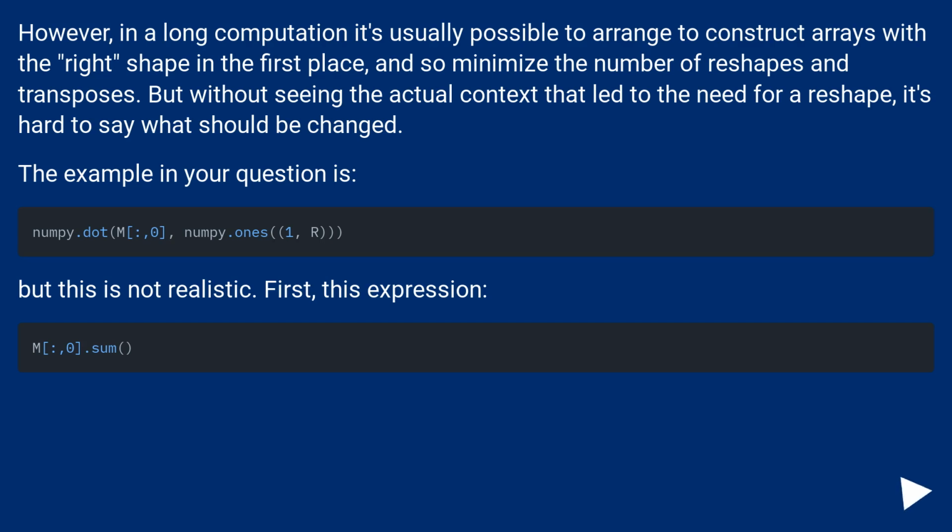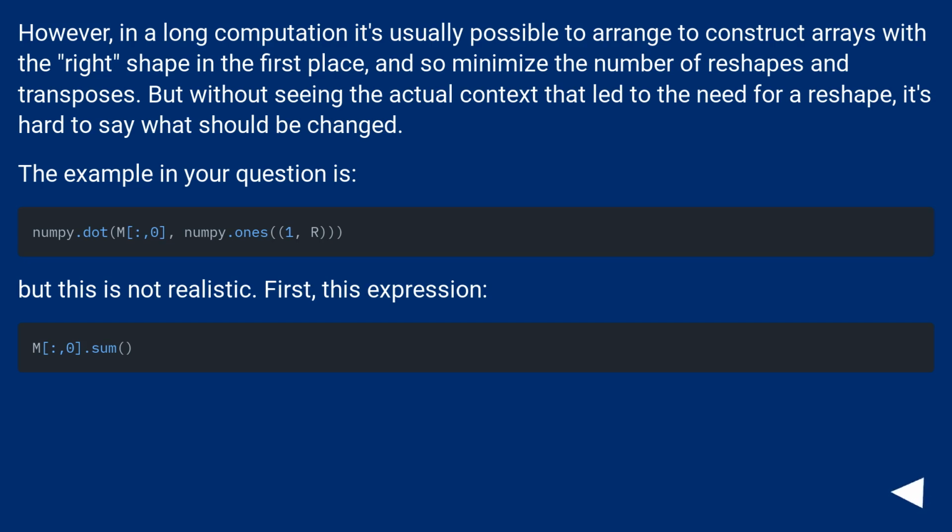However, in a long computation it's usually possible to arrange to construct arrays with the right shape in the first place, and so minimize the number of reshapes and transposes. But without seeing the actual context that led to the need for a reshape, it's hard to say what should be changed. The example in your question is given, but this is not realistic.